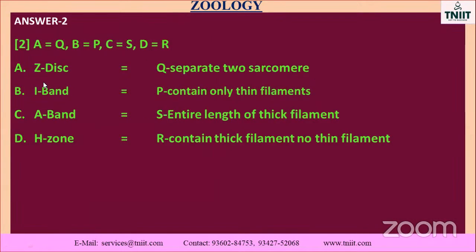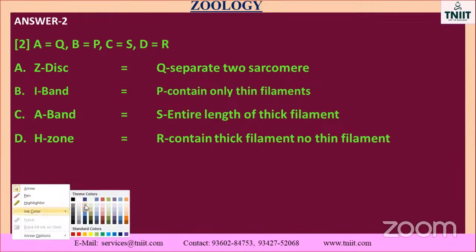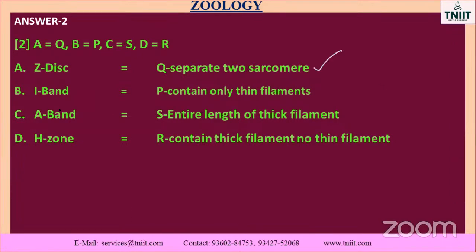See the option: the Z disc separates two sarcomeres. And I band, P, contains only the thin filament. The I band is the thin filament. The A band is the entire length of the thick filament. The H zone is what? Containing thick filament, no thin filament. It is also thick in nature.